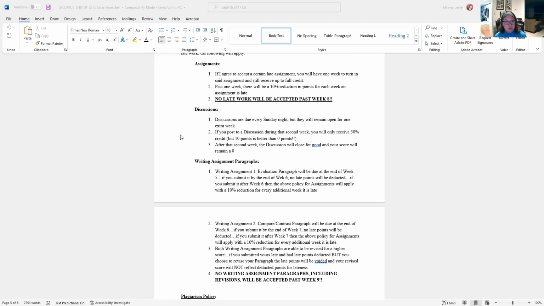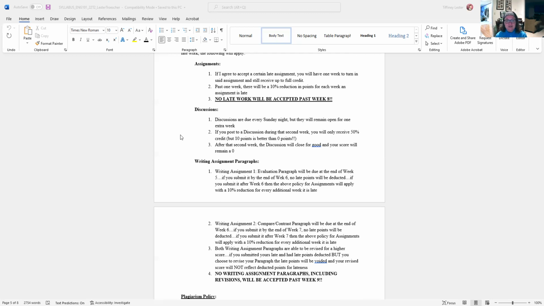Same thing for the compare and contrast paragraph. It will be due at the end of week 6, but if you get it turned in by the end of week 7, no points will be deducted for it being late. You get another week grace period. If you turn it in after week 7, then there will be a 10% reduction in points. And remember, they're worth 40% of your overall grade. You really don't want to be late on that.